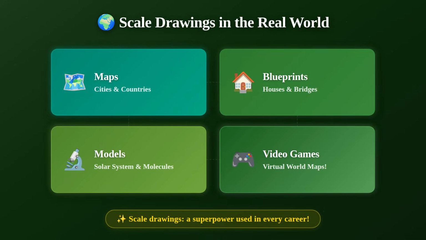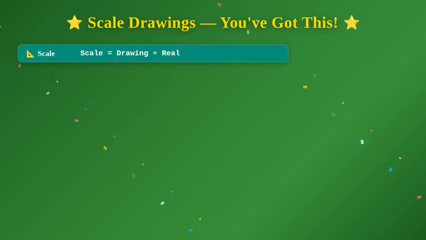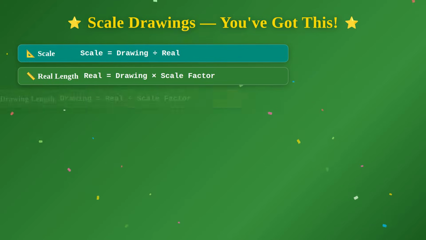Scale drawings are literally everywhere once you know what to look for. Maps shrink entire states or countries down to fit on a page. Architects use blueprints to plan every detail of a house before a single nail is hammered. Scientists use scale models to study things as small as molecules or as huge as the solar system. And here's a fun one. Video game designers use scale maps to build every virtual world you explore. Marcus realized scale drawings aren't just a math topic. They're a superpower used across every career you can imagine.